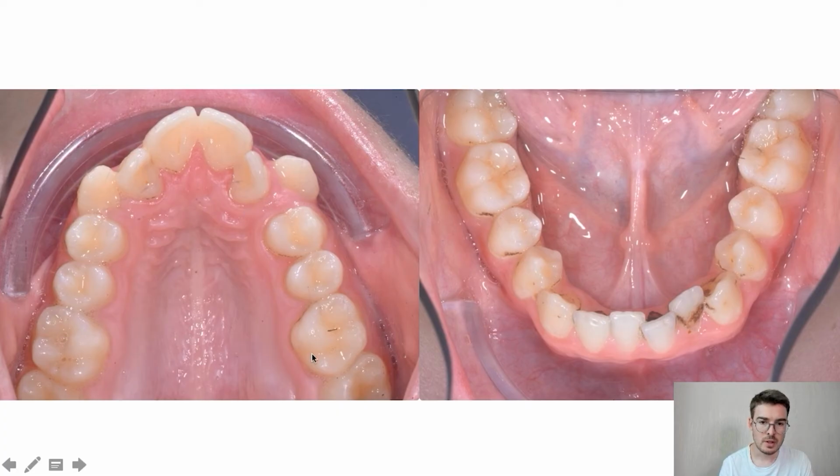The lack of space is more significantly visible on occlusive photos, especially for the canine teeth on the left. It needs about twice as much space as it has now. On the opposite side, there is also crowding, but this is not so significant. There is also crowding at the bottom.